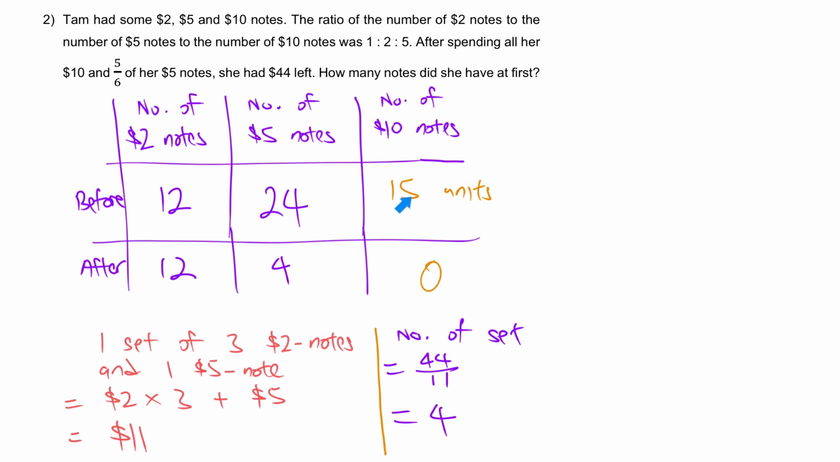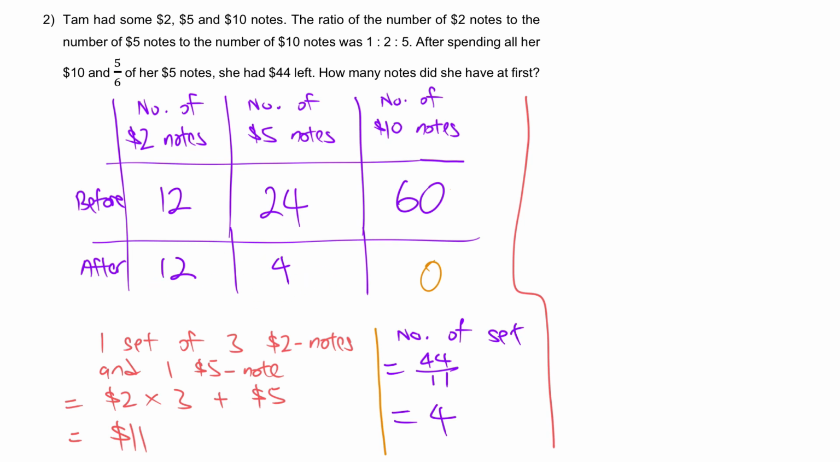And what about here? Since we times 4 over here, we also must times 4 to everything. So we will get 60 notes. And we have solved everything, isn't it? Again, let's double check. Is this $44? All right. 12 $2 notes, that's 24. Here, that's $20. 24 plus 20, $44. Okay, so we are on the right track.